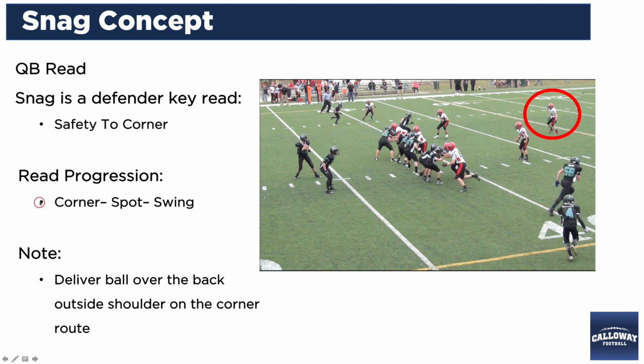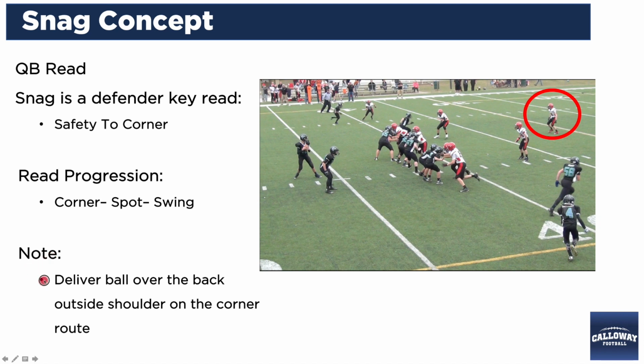Now his progression on the routes are, number one, we want to throw the corner if we've got it. Let's take a shot to the corner route. So he's going to go corner route, first option, to the spot would be his second progression, and then the swing route out in the flats would be his third progression. So corner, spot, swing would be his read progression.